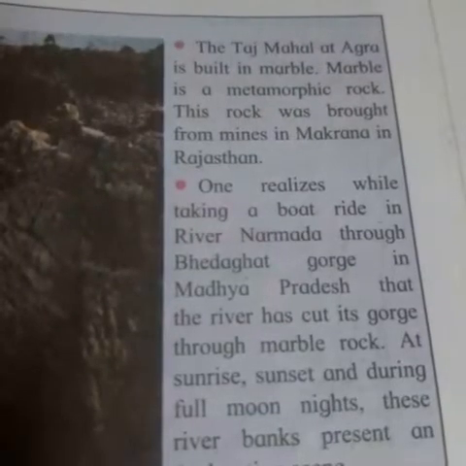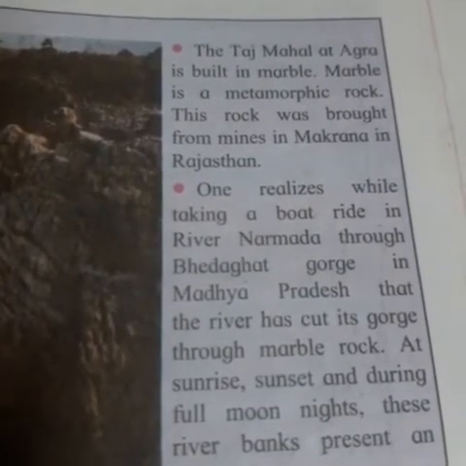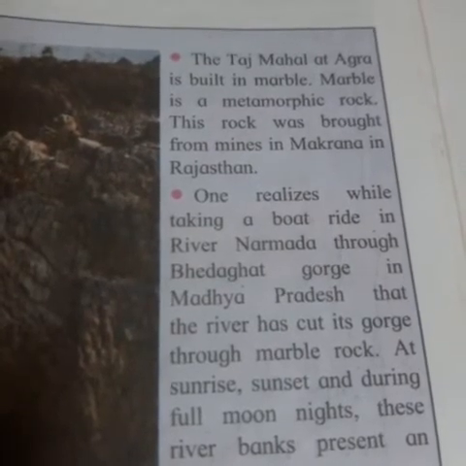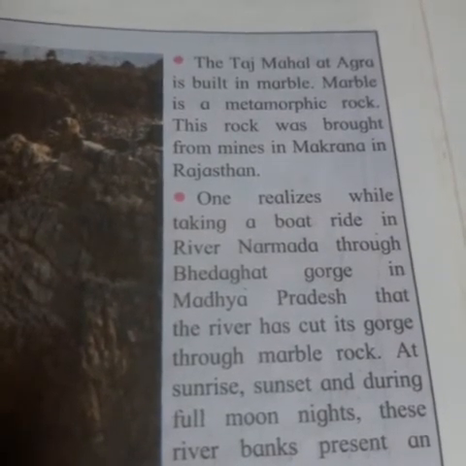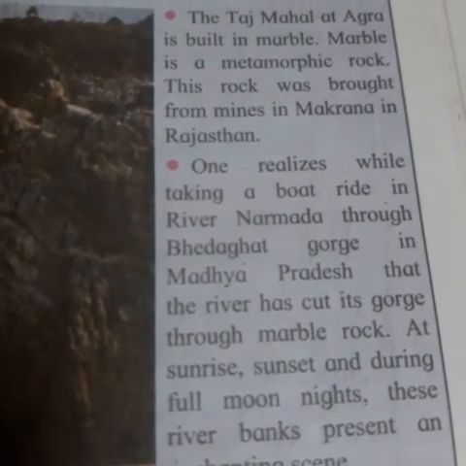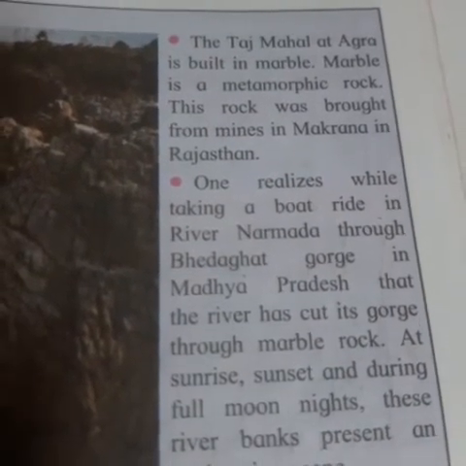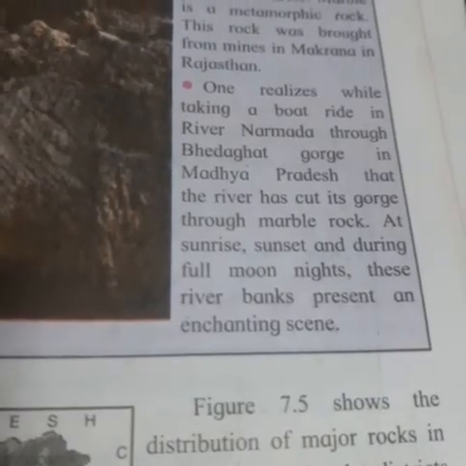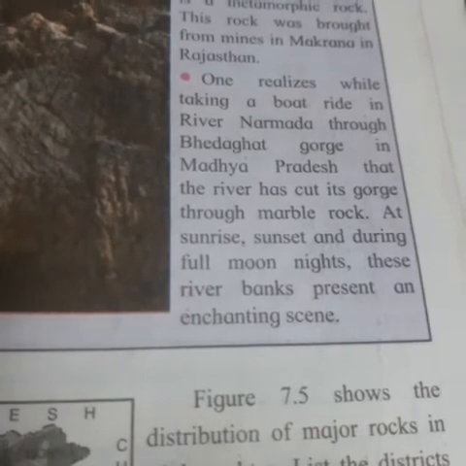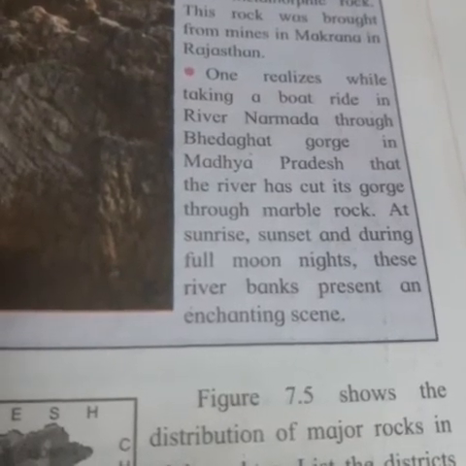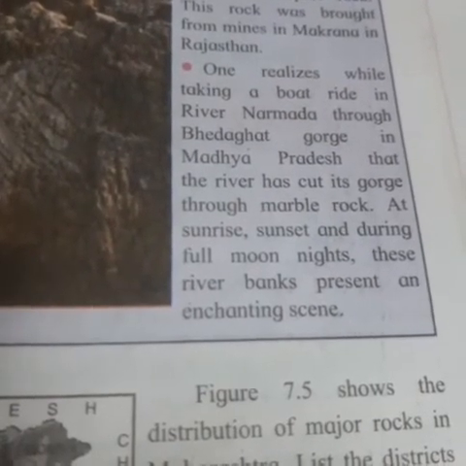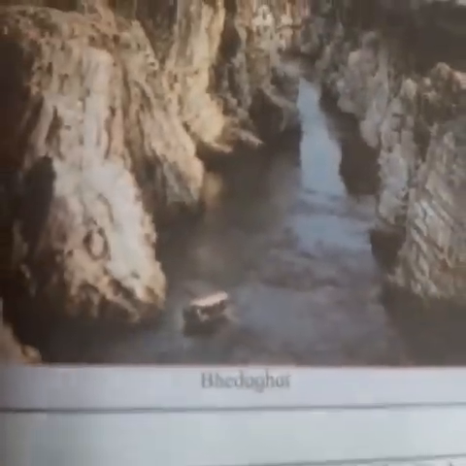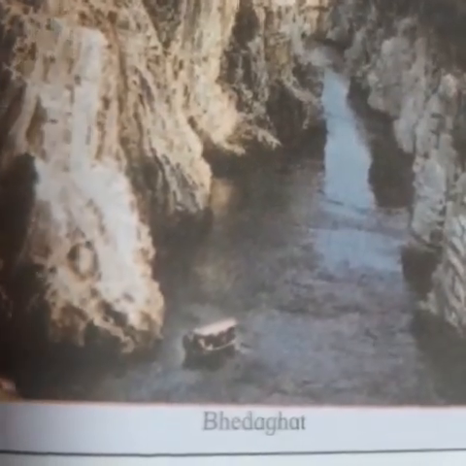The Taj Mahal of Agra is built in marble, as you all know. The marble used in that is metamorphic rock, and this rock was brought from mines in Makrana in Rajasthan. One can realize this while taking a boat ride in the river Narmada through Bedaghat Gorge in Madhya Pradesh, which I showed you in the picture. This is Bedaghat.